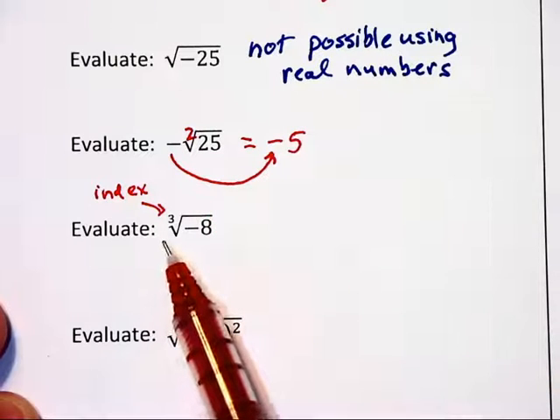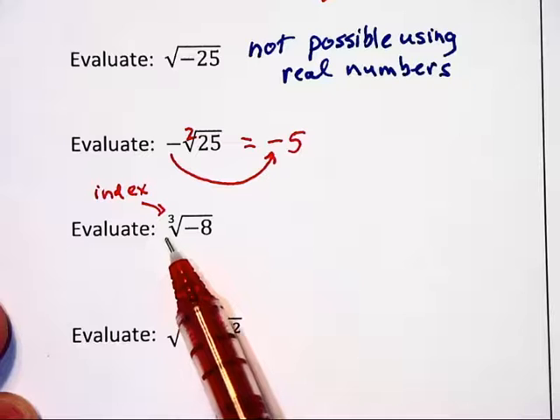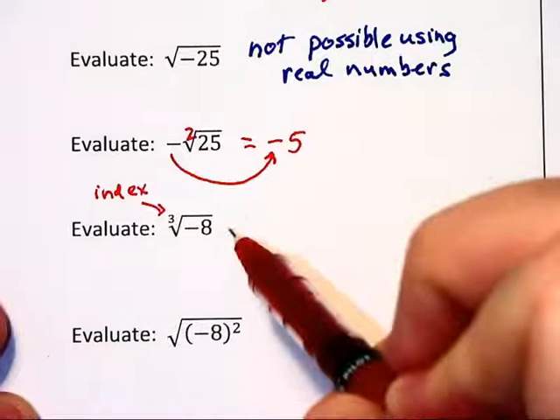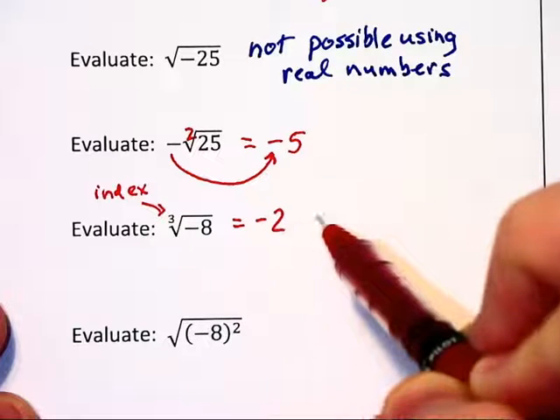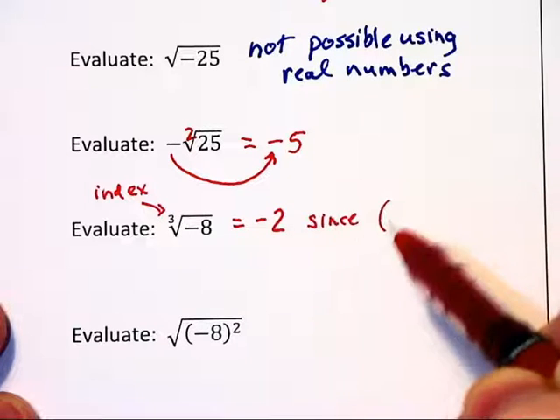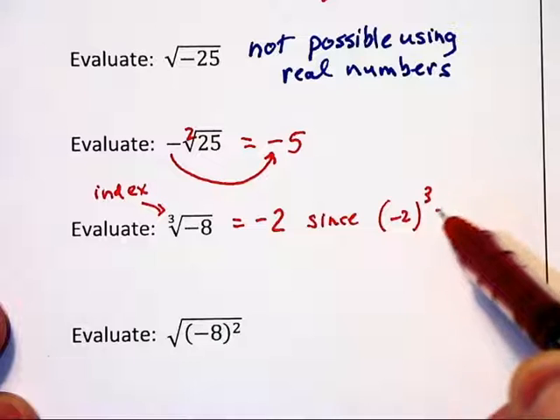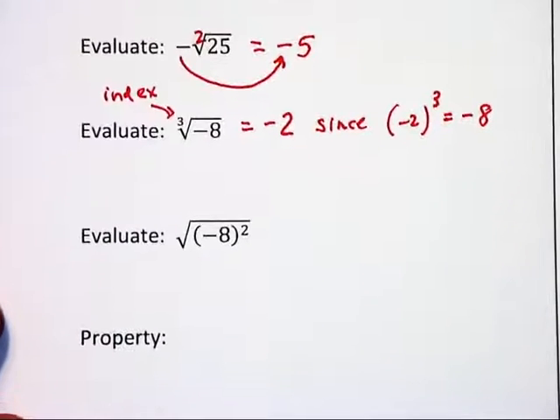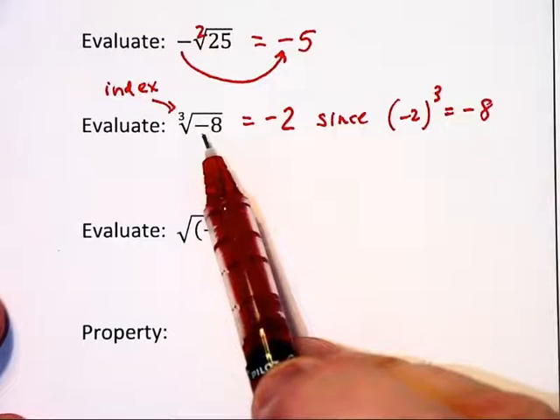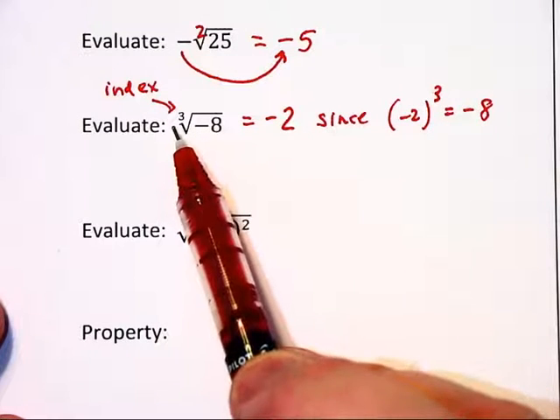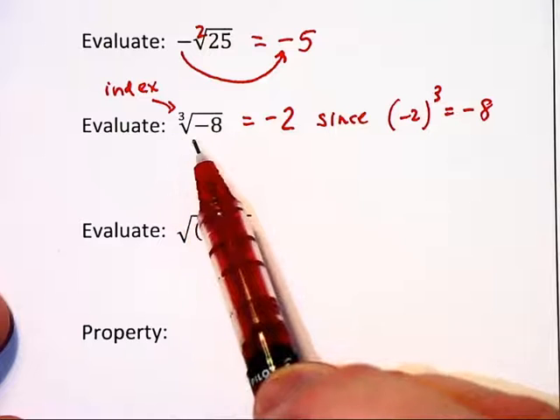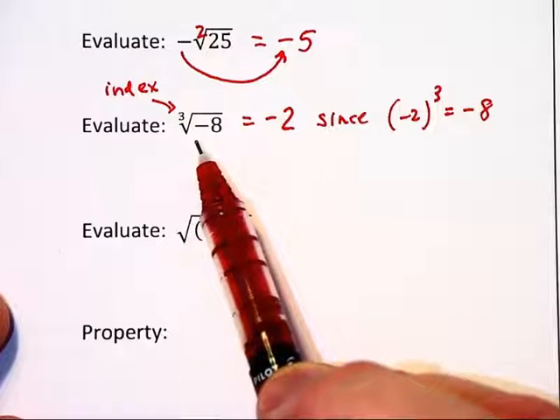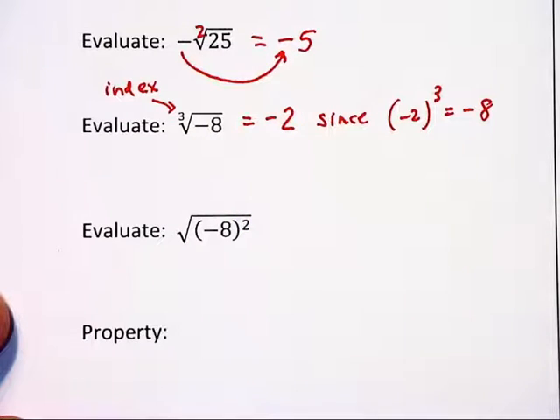But when we move on to this next problem, which is a cube root, we do need to have that 3 written there. And the answer to this is going to equal negative 2, since negative 2, when you cube it, is equal to negative 8. So what are we learning? We're learning that we're allowed to have a negative inside of a cube root, or when the index is odd, but we're not allowed to have a negative inside of a radical when the index is even.